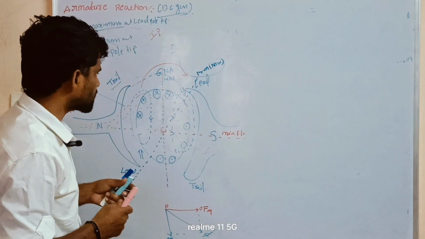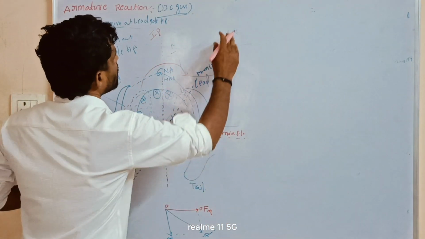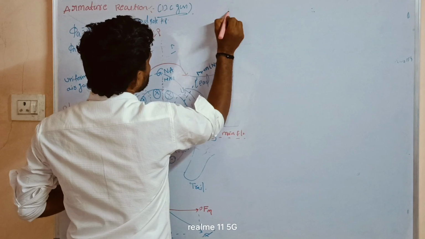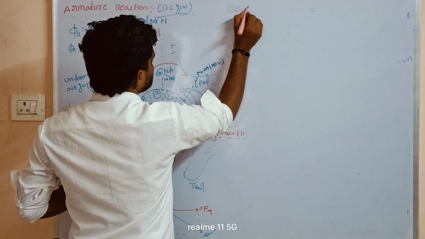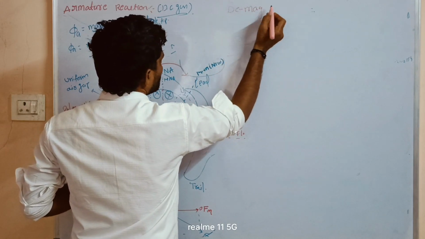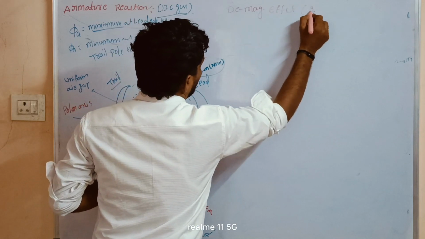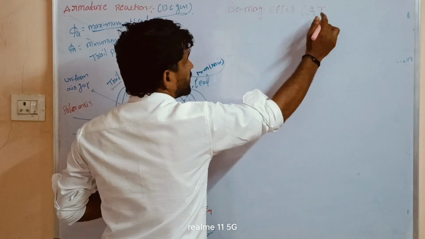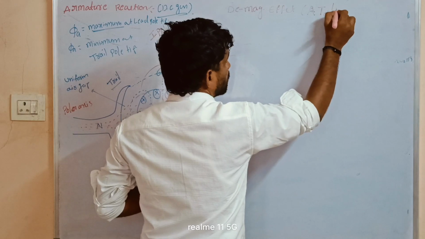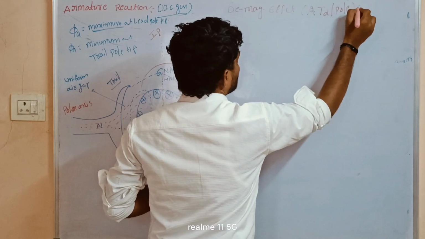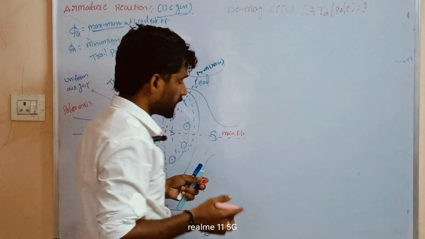Okay, first we discuss the demagnetization effect. We need to find the ampere turns per pole for the demagnetization effect. We need to find out the equation; this equation we can find out.